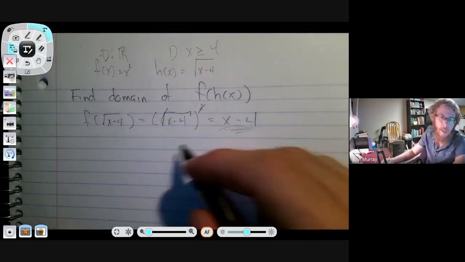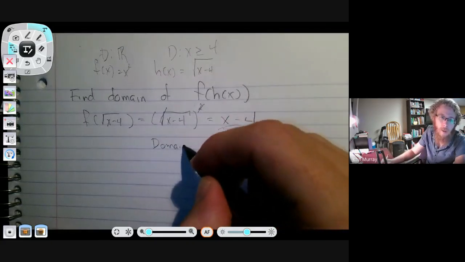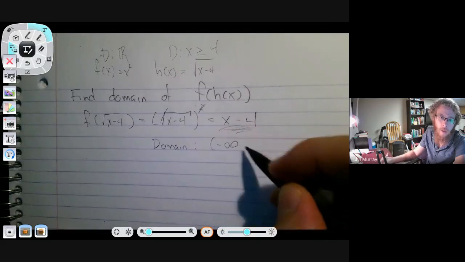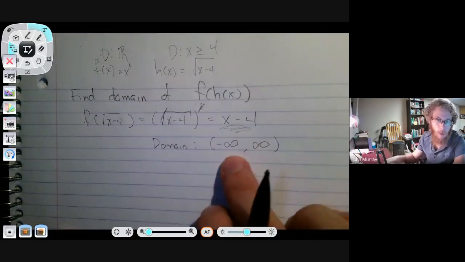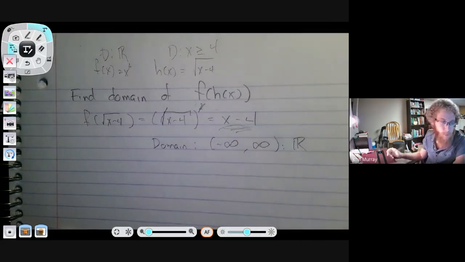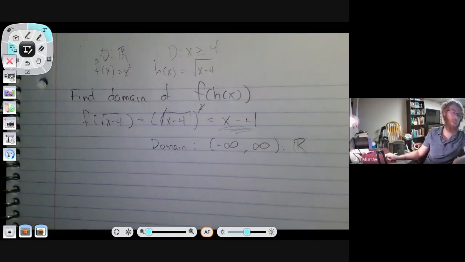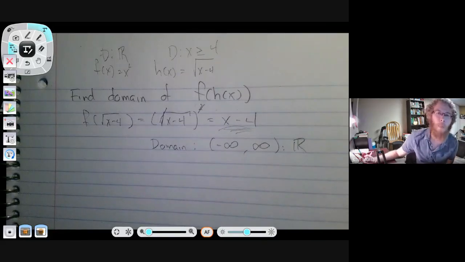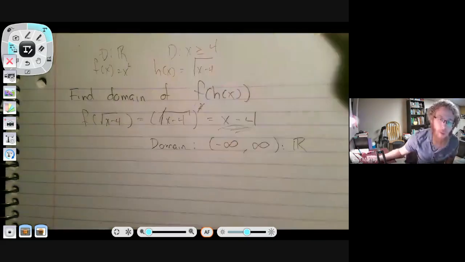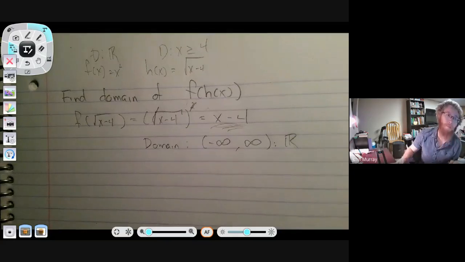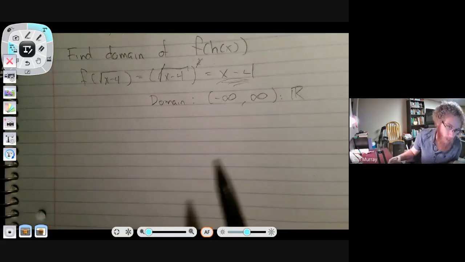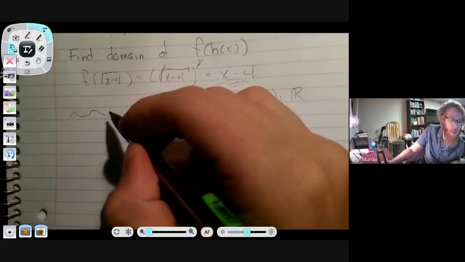Now, looking at this, my domain changes from x is greater than or equal to 4 to all real numbers. Okay, so we have that we have to look out for. All right. Oh, I lost you guys. Okay, we're back. All right, so that would be with the composite. Now let's do, yeah, we got 5 minutes. Let's do some evaluation.